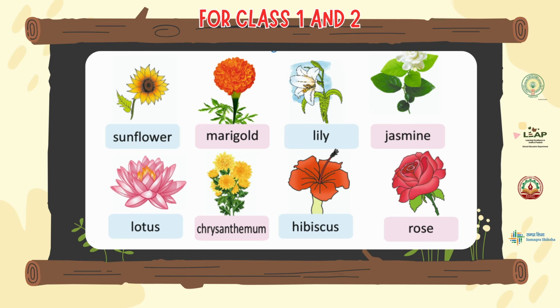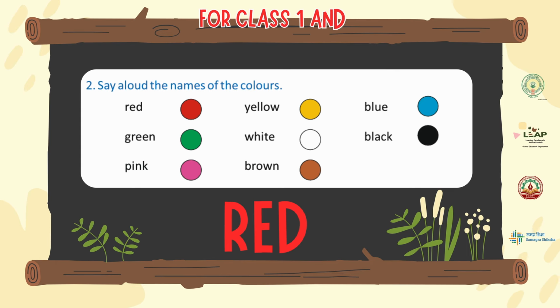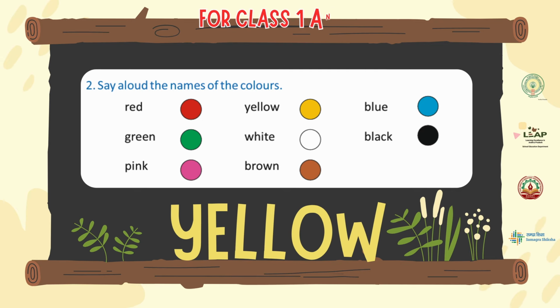Now let's say the names of these colors aloud. Red. Once again, red. Let's pronounce it. R-E-D. Red. Now another color is yellow. Let's pronounce it. Y-E-L-L-O-W. How to pronounce it? Yellow. Once again, pronounce it yellow.